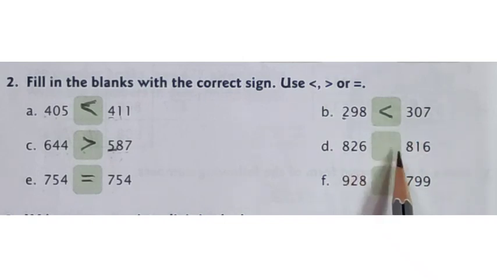Next, 826 and 816. 8 is common in hundreds place. So compare the tens place. Here it is 2 and here it is 1. So 1 is smaller than 2. 826 is greater than 816. Now the last one, here 928 and 799. So 7 is smaller than 9. So point towards the 7. 928 is greater than 799.